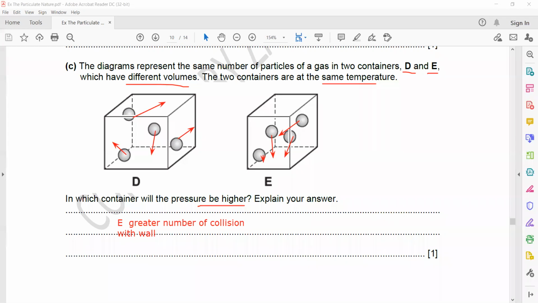There can be many reasons, but you have to answer according to the concept which you have studied. The concept which you have studied is that the pressure of the gas depends on the number of molecules colliding with the wall. If more molecules collide at once, higher pressure. So you have to give the reason which you have studied related to the topic. And they already mentioned both are at the same temperature, so the particles are moving with the same speed, but at once more molecules will collide for E as compared to D.